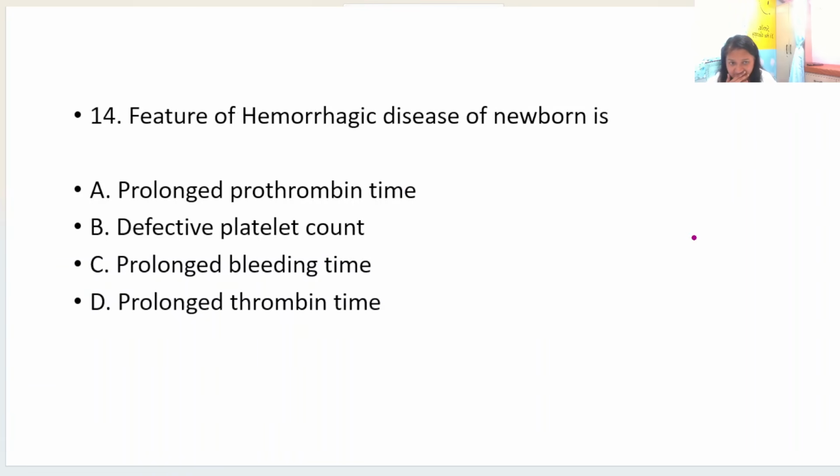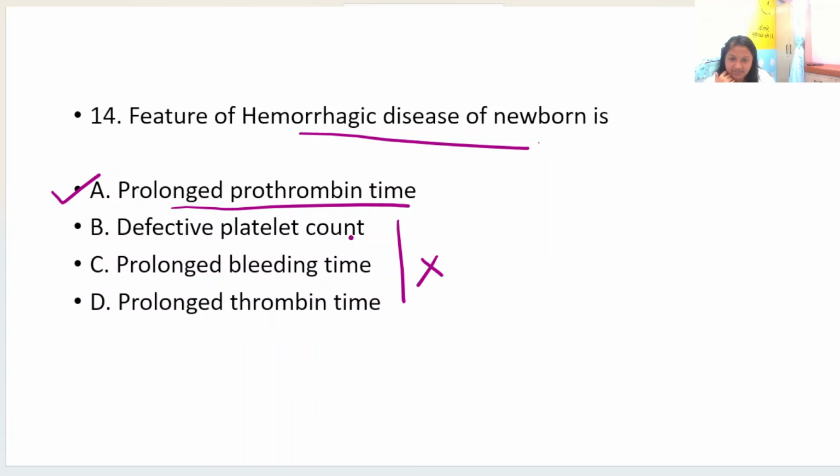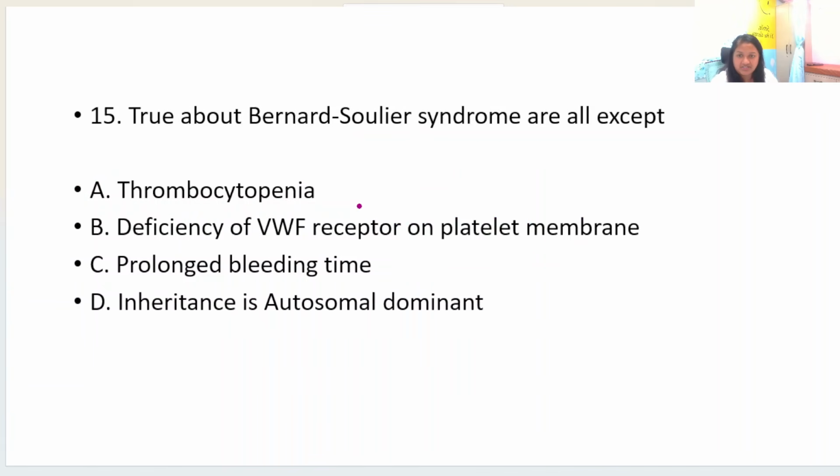Feature of hemorrhagic disease of newborn. Again, we all know that this is due to vitamin K deficiency, prolonged prothrombin time. This is a one-liner. Prolonged prothrombin time is the feature of hemorrhagic disease of newborn. The other answers, defective platelet count, prolonged bleeding time, and prolonged thrombin time, these are not the right answers. Platelet count may be normal in this, but prolonged prothrombin time is the typical feature in HDN.